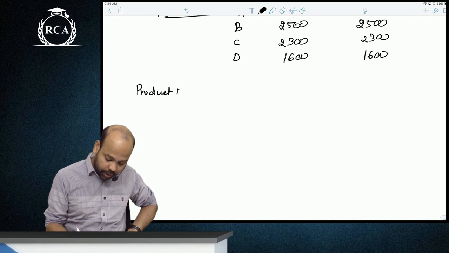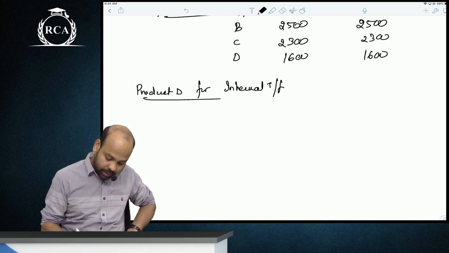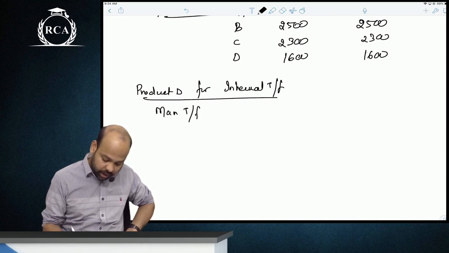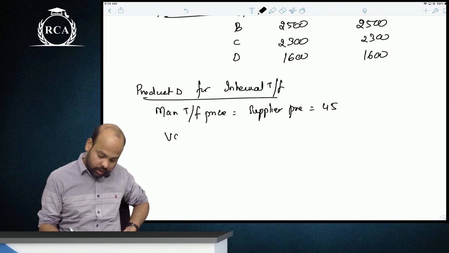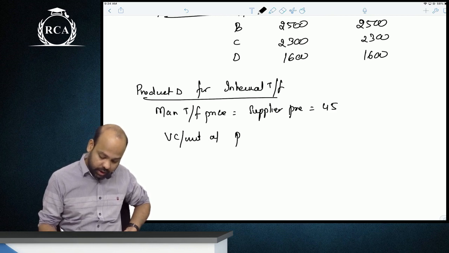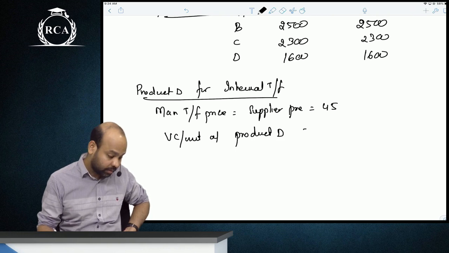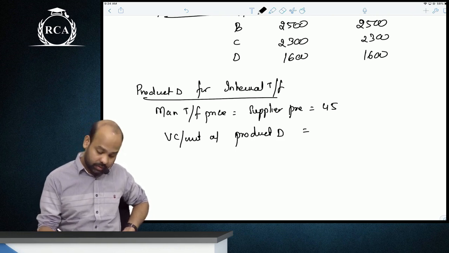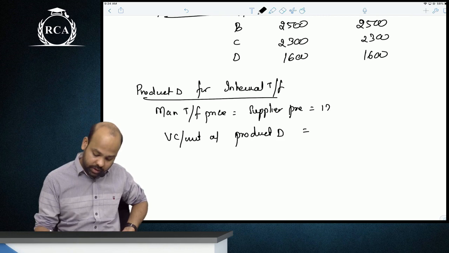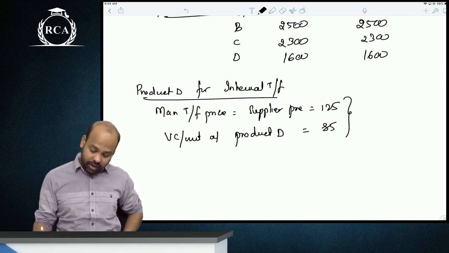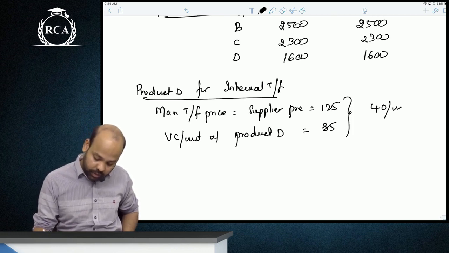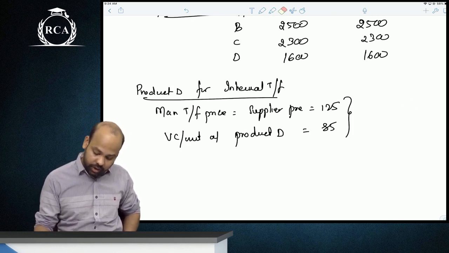Listen, beta, one important note, guys: product D, for internal transfers, the maximum transfer price that they will be willing to offer as a supplier price is 45, and the variable cost per unit of product D is 125, I'm so sorry, 85, guys. So, beta, the difference between variable cost and this is 40 rupees per unit. I would say there's a saving of 40 rupees, guys, in how many hours?